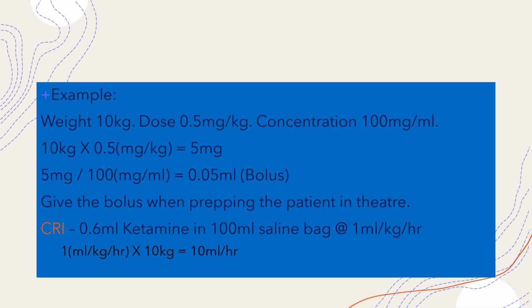For the CRI, we're putting 0.6 ml of ketamine in a 100 ml bag of saline, and we're running that at 1 ml per kilo per hour. So 1 times 10 gives you 10 ml per hour, and this is using the dose of 0.01 mg per kg per minute.